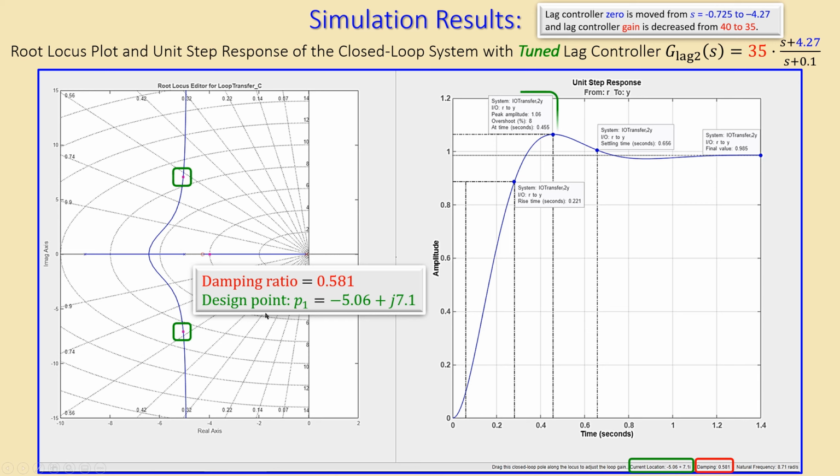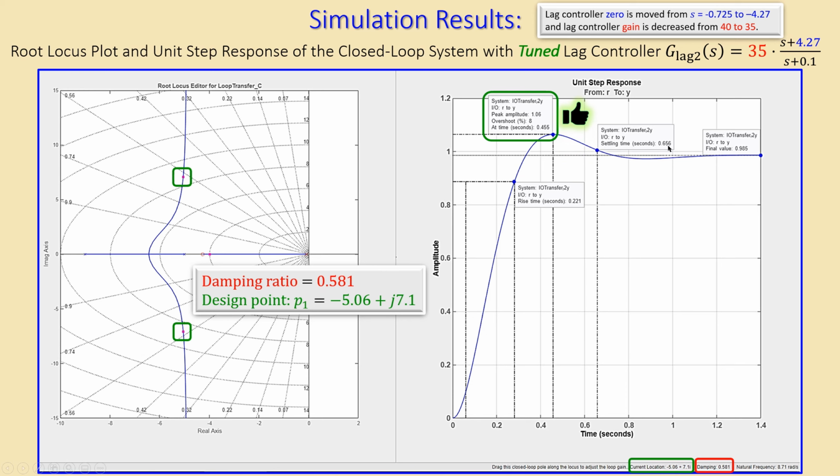But let's look at our settling time, the overshoot and the other parameters in our unit step response. I can see the overshoot is exactly 8%, so I have used the complete headroom. And I can see that the settling time is okay, approximately 0.66.